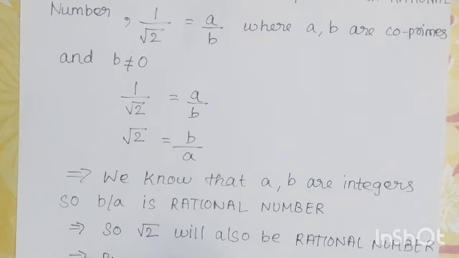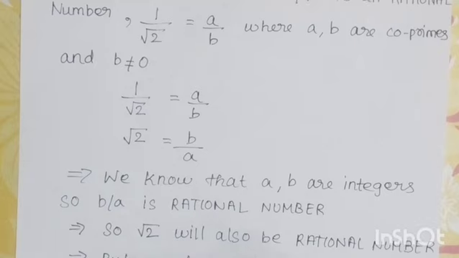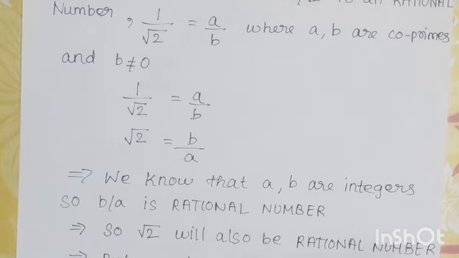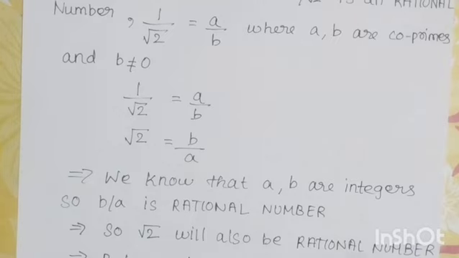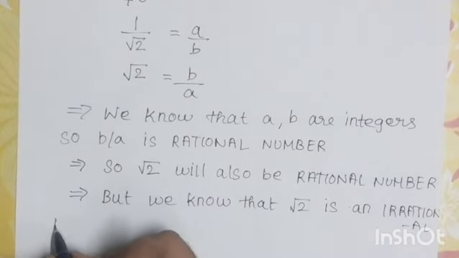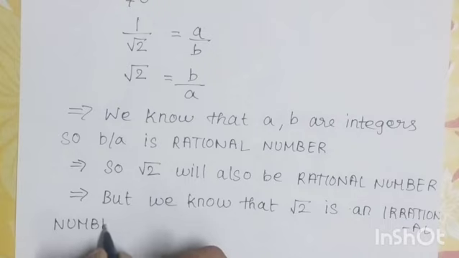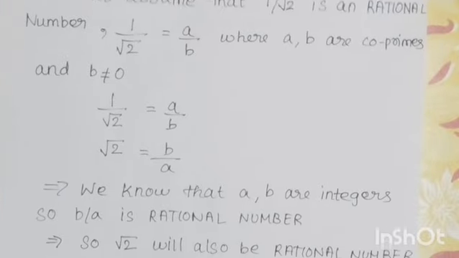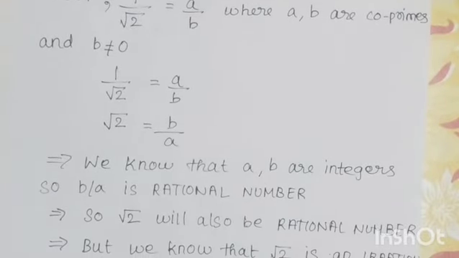But we know that root 2 is an irrational number. So this is a contradiction to our assumption. At first we assumed that it is a rational number. Since the LHS becomes irrational, the RHS will also become irrational. So the whole sum, which is 1 by root 2, is irrational.